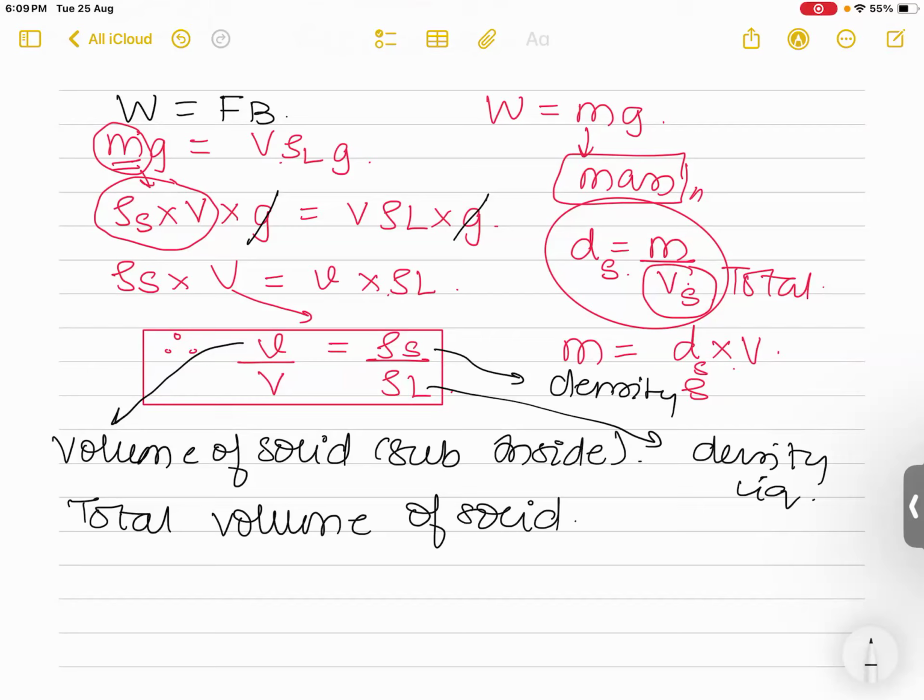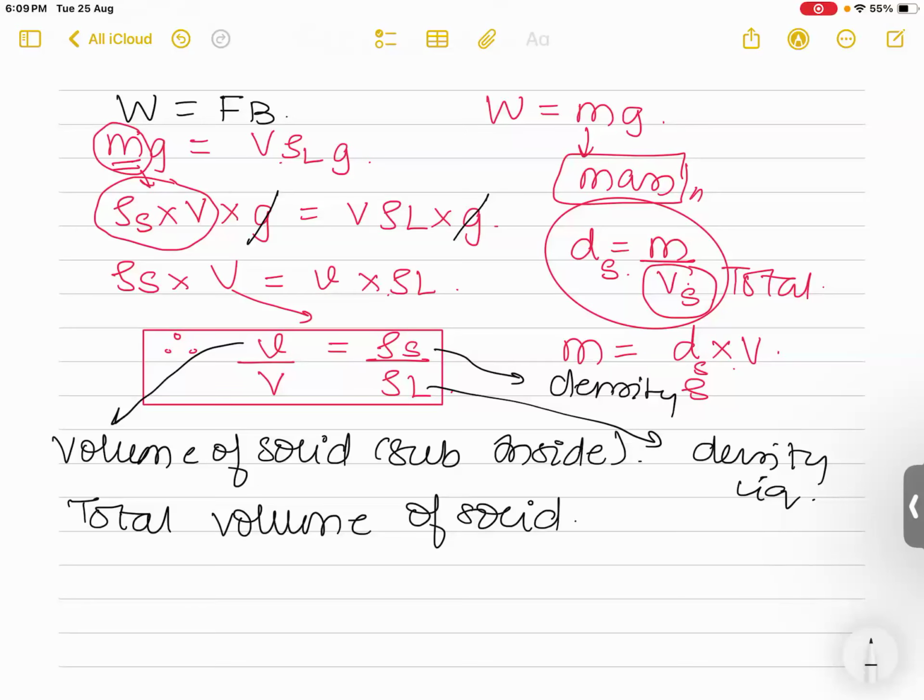So, will the volume of solid submerged inside always be half of the total volume? No, not necessarily. It can be anything. It can be even 1%, 2%, 3 or 4%. It can be any random value.